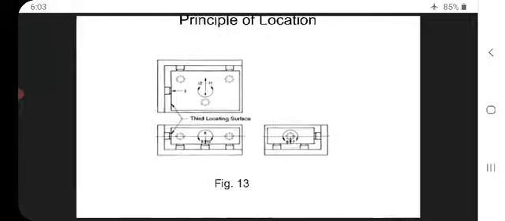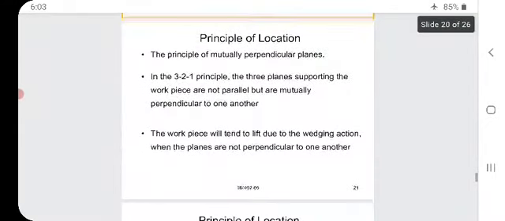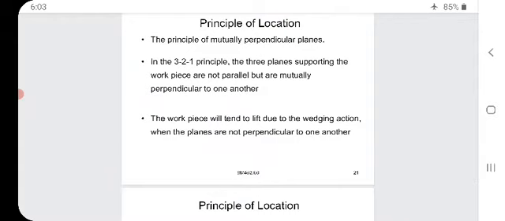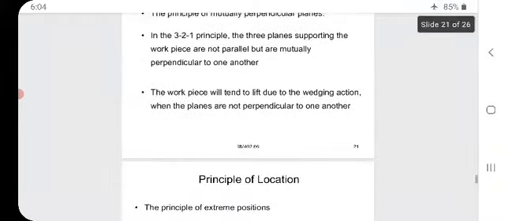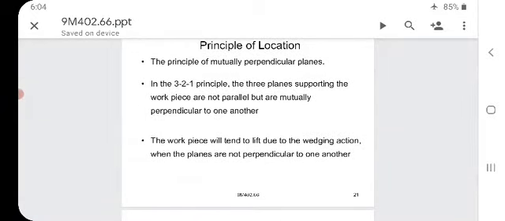So see the figure, the locating surface. The principle of mutually perpendicular planes is nothing but the 3-2-1 principle. In the 3-2-1 principle, the three planes supporting the workpiece are not parallel but are mutually perpendicular to one another. The workpiece will tend to lift due to the wedging action when the planes are not perpendicular to one another.